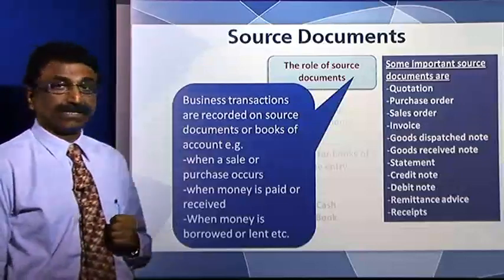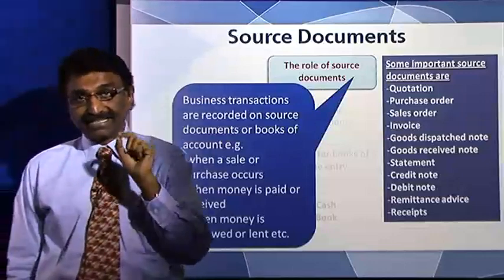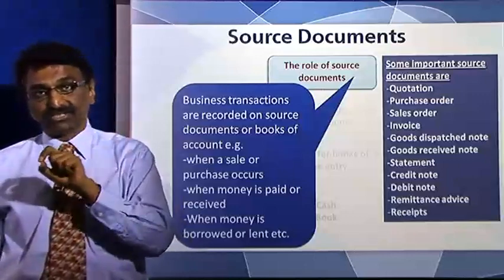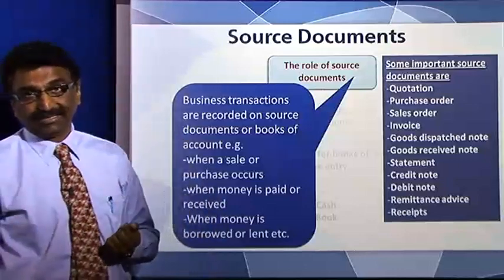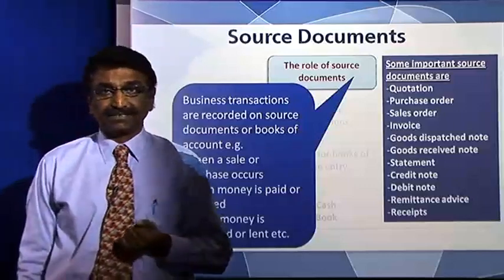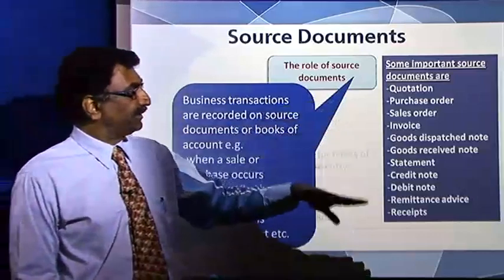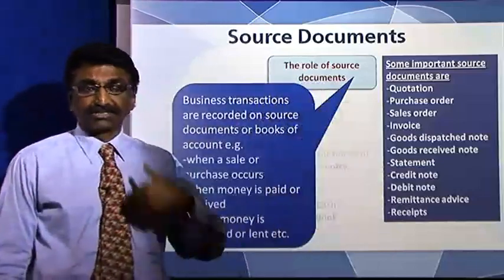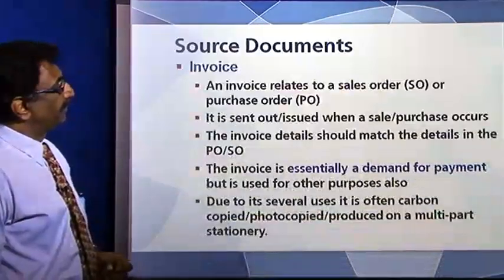A remittance advice is when a supplier receives payment, he also receives a covering note or an advice which states that the payment has been sent by the customer on account of which order, which invoice, etc., so that the supplier will be able to match the invoice and the order accordingly. Receipts are issued by the supplier saying that we have received the money. These are some of the important source documents based on which the transactions are then recorded onto what are known as books of prime entry.